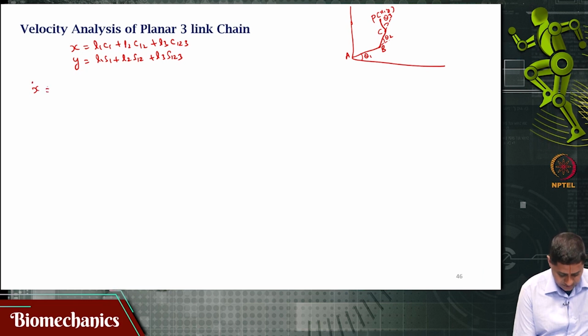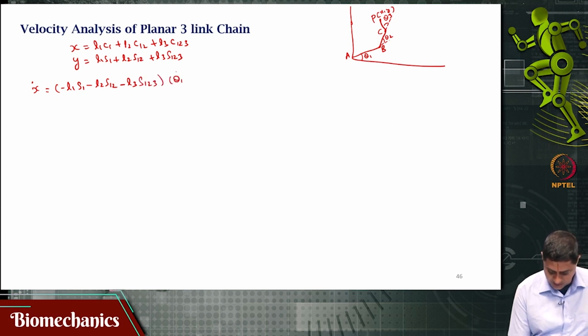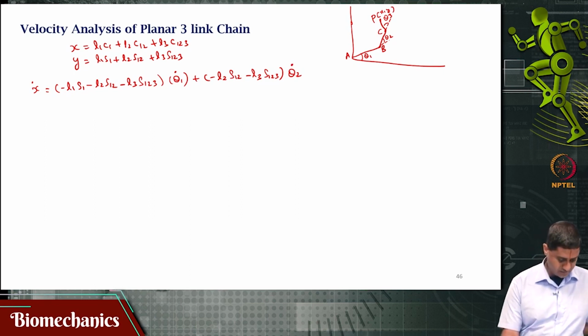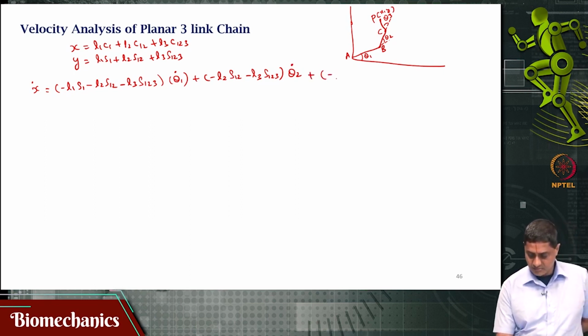x dot is minus L1S1 minus L2S12 minus L3S123 times theta 1 dot, plus minus L2S12 minus L3S123 times theta 2 dot, plus minus L3S123 times theta 3 dot.